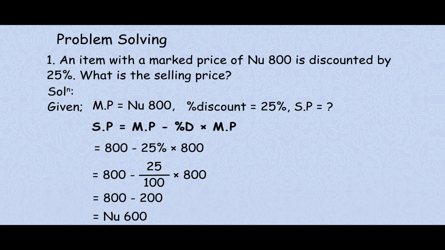So marked price was 800. After 25% discount, the selling price is 600 because 25% of the marked price is 200. So 800 minus 200 is 600. That is how we get the selling price.